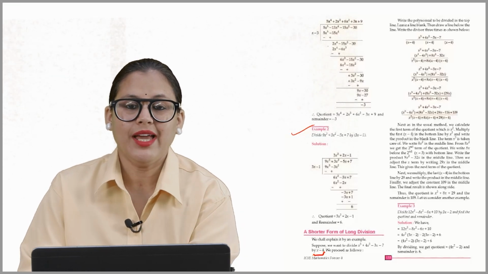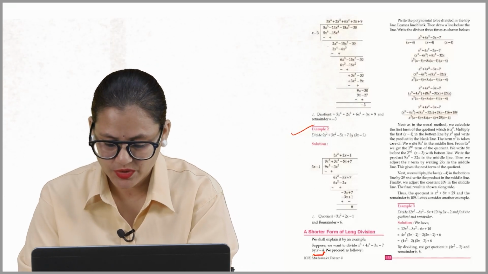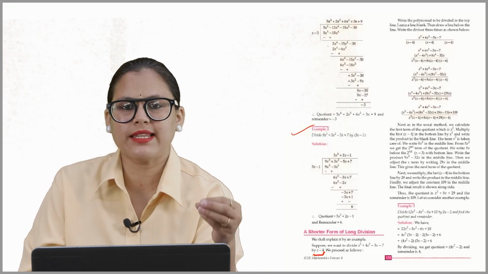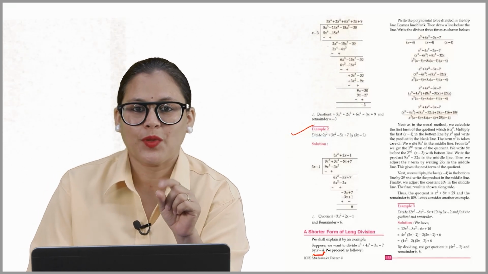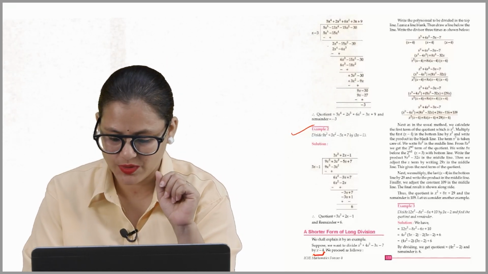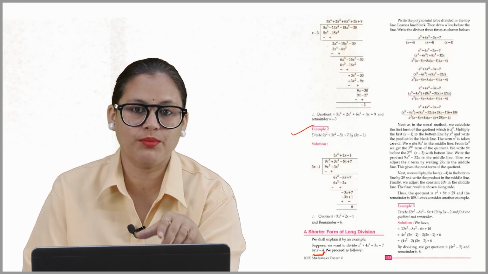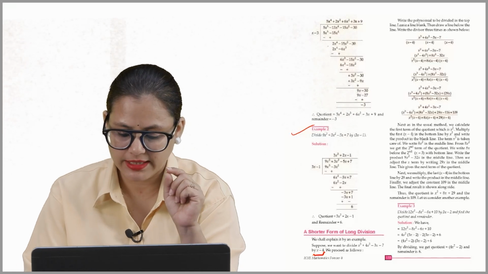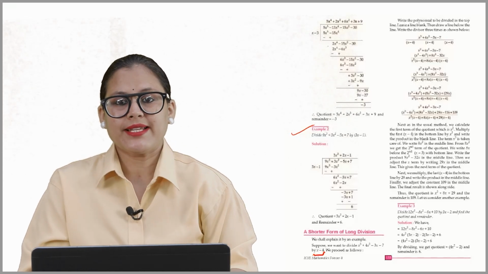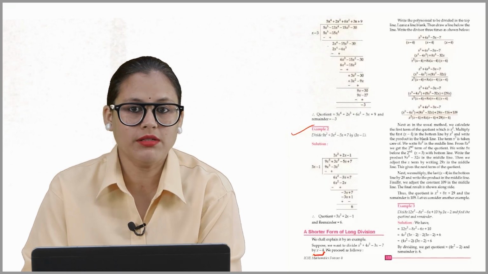So what will we do? One by one we will divide it. Next, as in the usual method, we calculate the first term of the quotient, which is x square, as you can see here. Multiply the first x minus 4 in the bottom line by x square and write the product in the blank line. And the term x cube is taken care of. We write 8x square in the middle line.